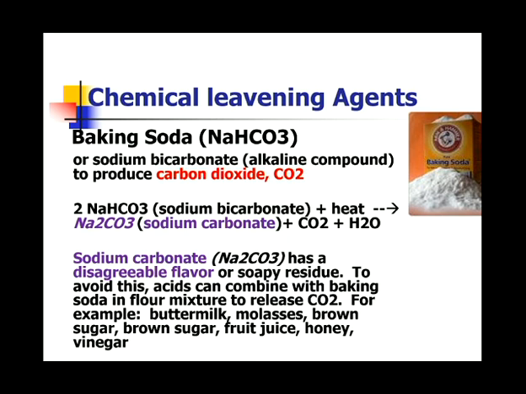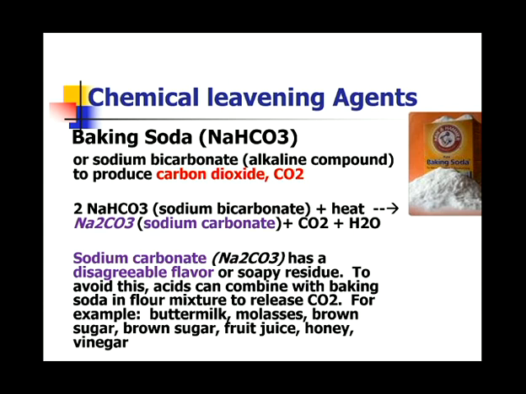Or it's the same as sodium bicarbonate. Sodium bicarbonate. And it's alkaline in nature. It's not acid, it's alkaline in nature. It's an alkaline compound. What it does is it produces carbon dioxide. When it's heated up in liquid, in the mixture, with water, some liquid, and some leavening agents, sugar, whatever you have, it's going to give off the carbon dioxide.